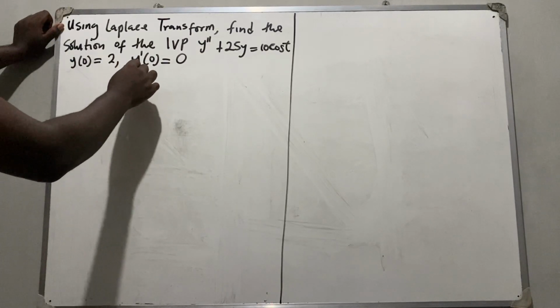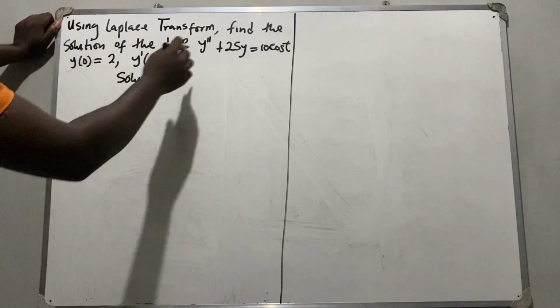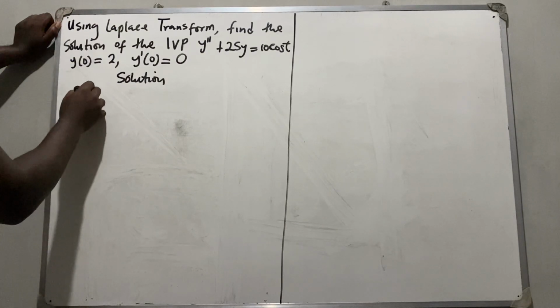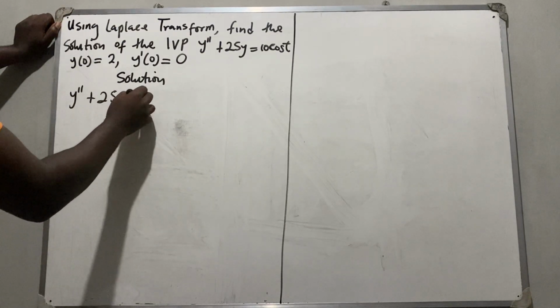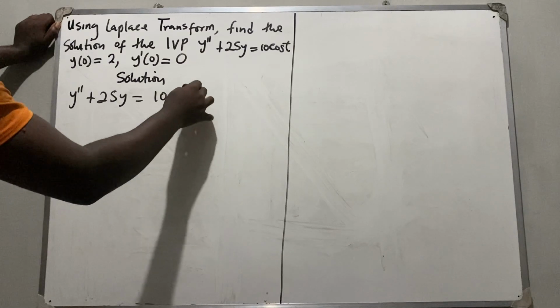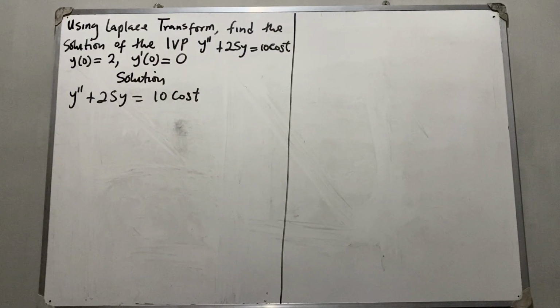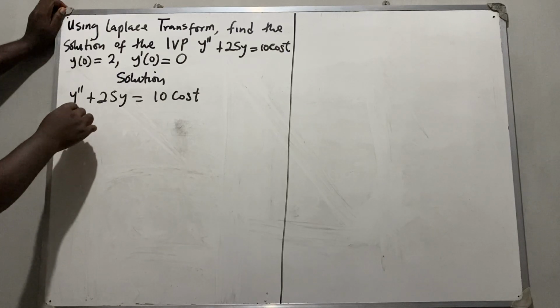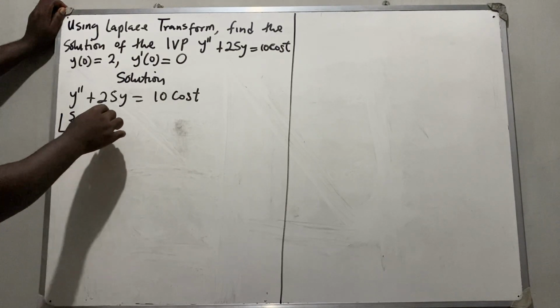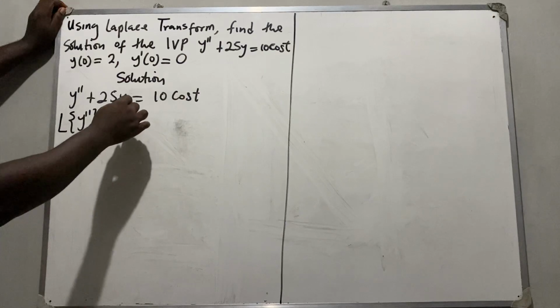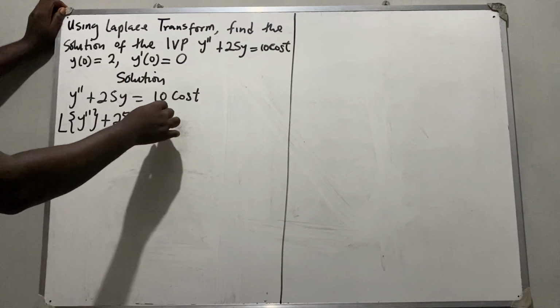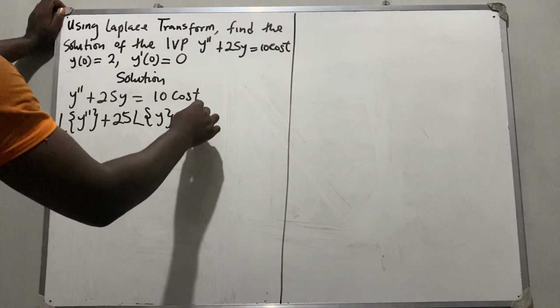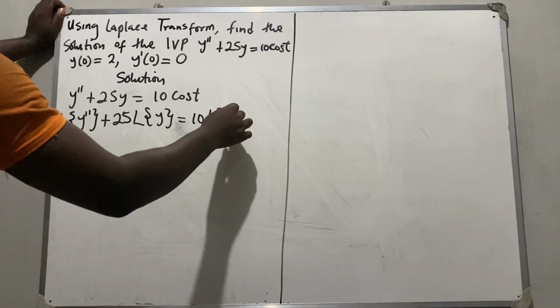You write solution. We are given that y'' + 25y = 10 cos t. Now, to solve this using Laplace transformation, the first thing you have to do is to take the Laplace of both sides. So you take the Laplace of y'' plus 25, bring out this constant 25, the Laplace transformation of y, is equal to, bring out the constant here, 10, the Laplace transformation of cos t.